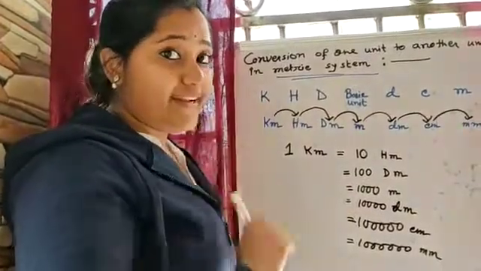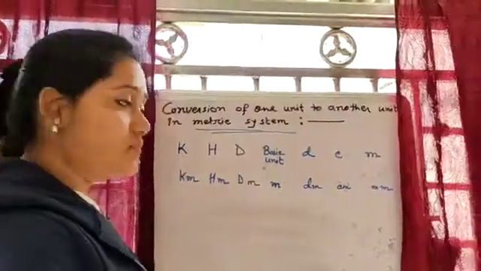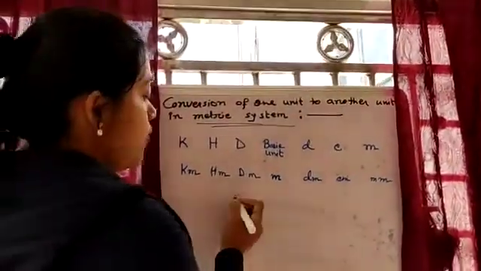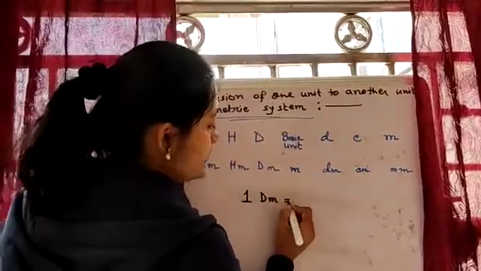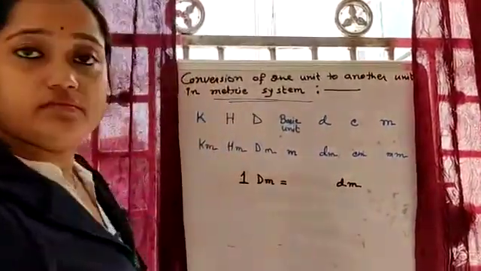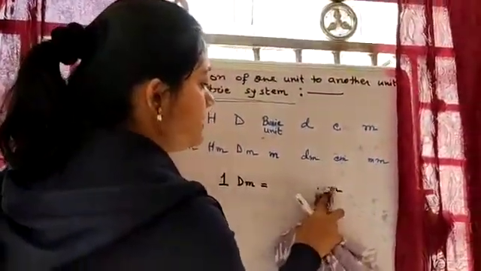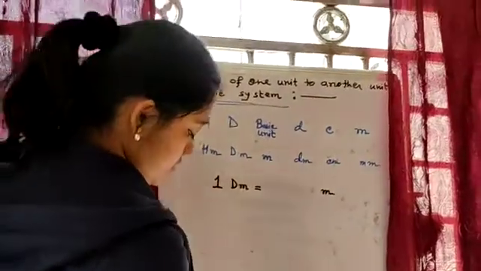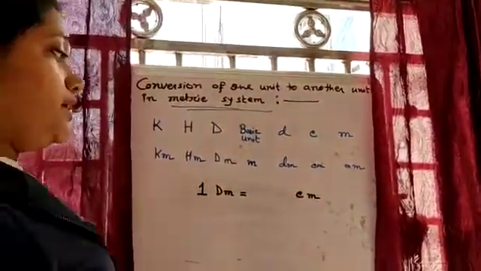Now, suppose I want to find out how much centimeter 1 decameter equals. Wait and watch, let's see what happens. What have I told? 1 decameter equals how much decimeter? Oh no, I told you how much centimeter. So let us write it down as how much centimeter.